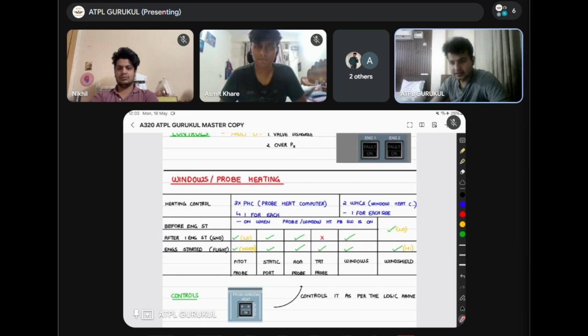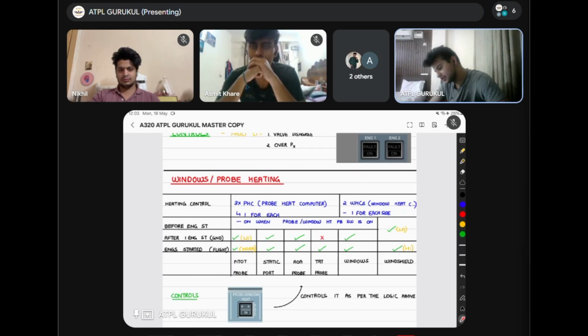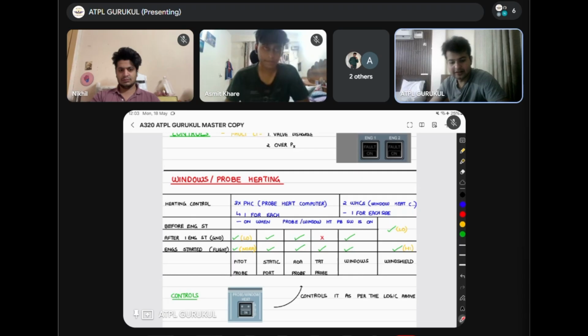Okay, next, when we are talking about probes, there are 4 different probes. Go to the probe heating system wala D, which is 30-50-10. So let's study all of these probes and windows. I'm going to teach both of these to you in one single section. Okay, pay very close attention.